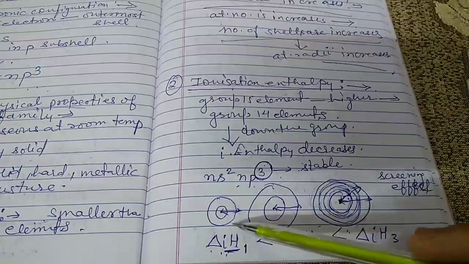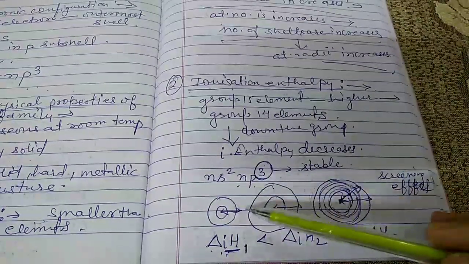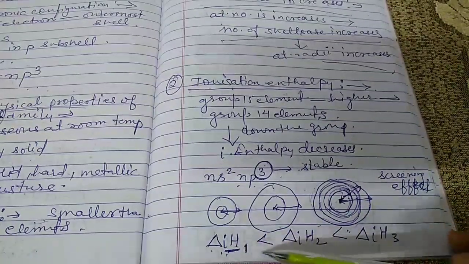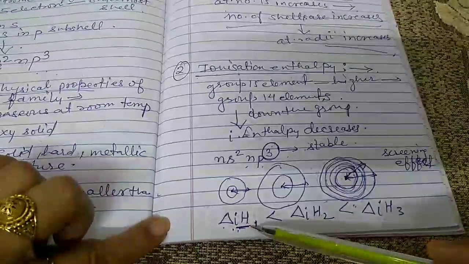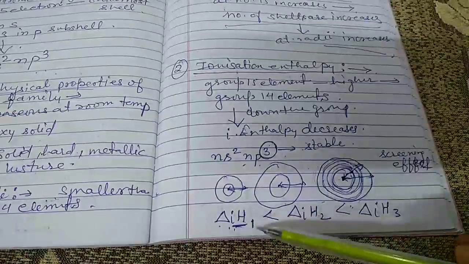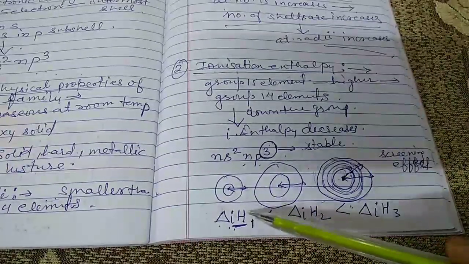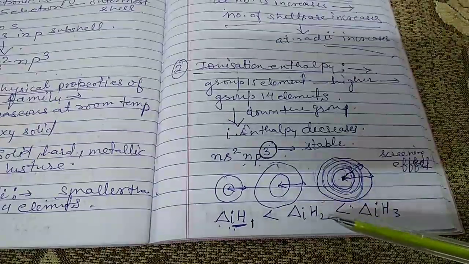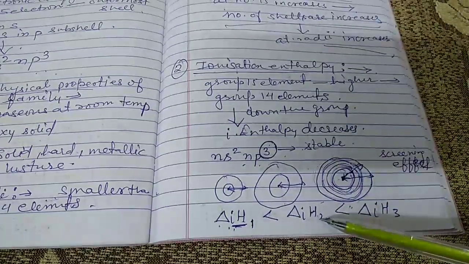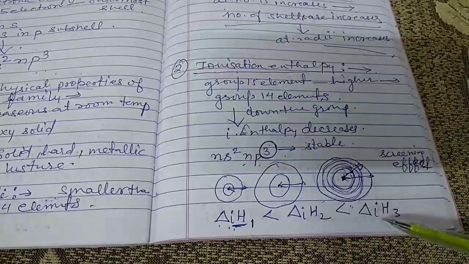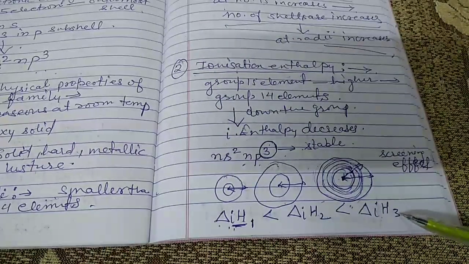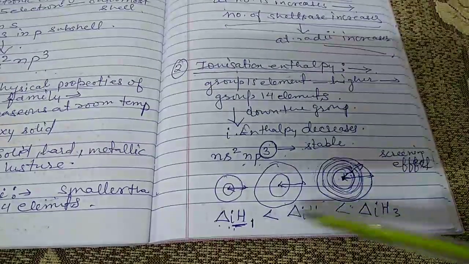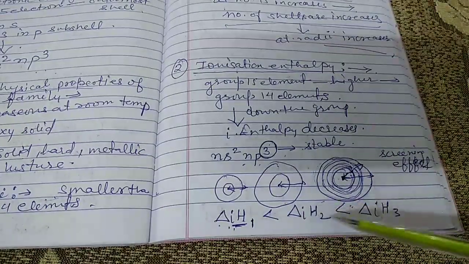And now we are talking about the successive ionization enthalpy. So this is the sequence for the successive ionization enthalpy. The delta H1 is the first ionization enthalpy, and it is lesser in comparison to the delta H2, which is lesser in comparison to the delta H3. Why does this sequence take place?